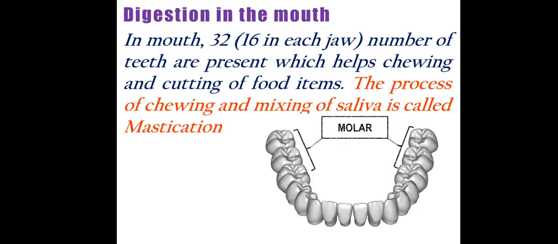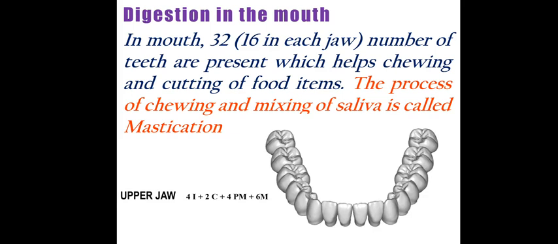Similarly, the last set of teeth are molars. Molars are 6 in number in the lower jaw and 6 in the upper jaw. As you can see, 3 this side and 3 this side. So 3 plus 3, 6. So 6 in the lower jaw and similarly 6 in the upper jaw. So it's 6 and 6, 12. That means a total of 32 teeth are present in our dental structure.